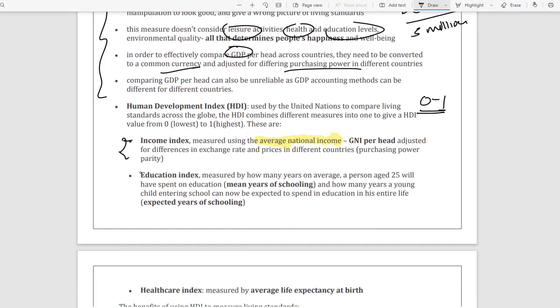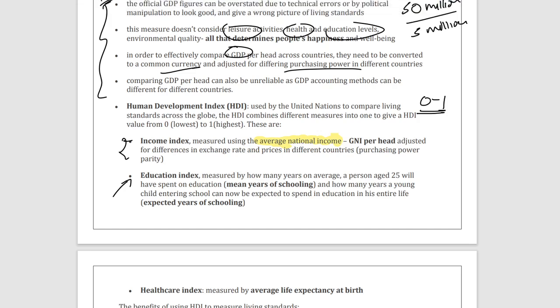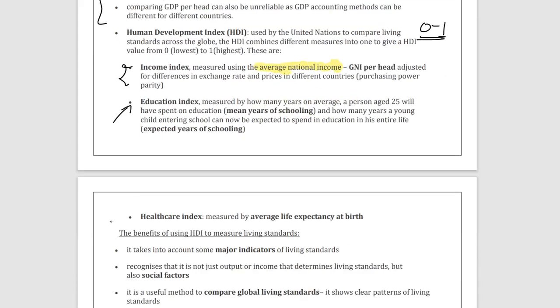The second measure is education, because remember I told you education is really important. That means we will measure how many years an average person has spent on education. If they spend more, that means their living standard increases. The next index we look at is called the healthcare index. The healthcare index is measured by the average life expectancy at birth. With these three indexes, we are basically able to classify whether a country has good living standards or bad living standards.